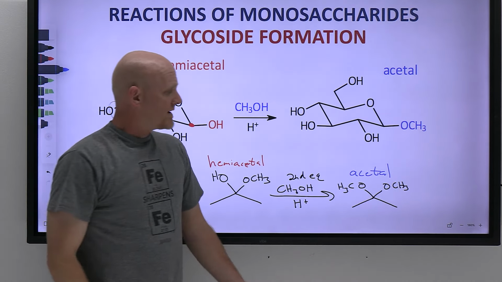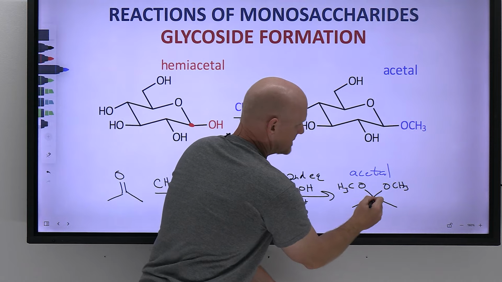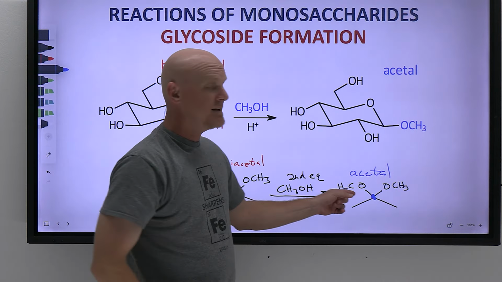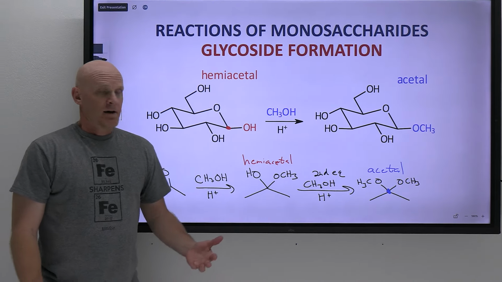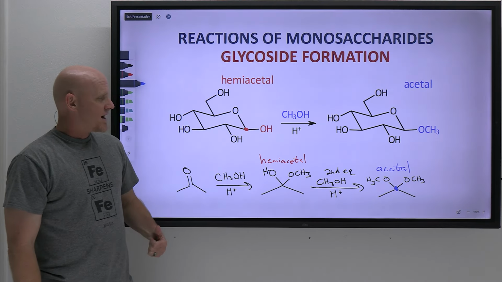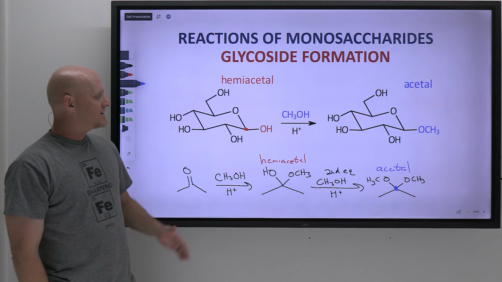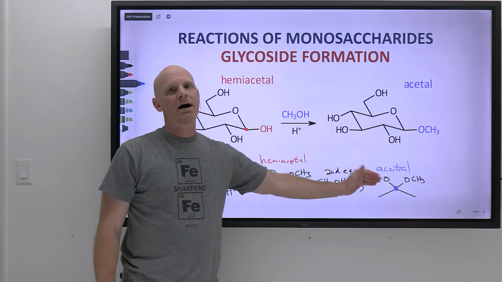Okay, and again, you can recognize it here because you've got a carbon here that's bonded to 2 oxygen atoms, neither of which is an OH. They're both OR groups. That's your acetal. Now, when we did this back in the ketone aldehyde chapter, normally we considered adding 2 equivalents of exactly the same alcohol.